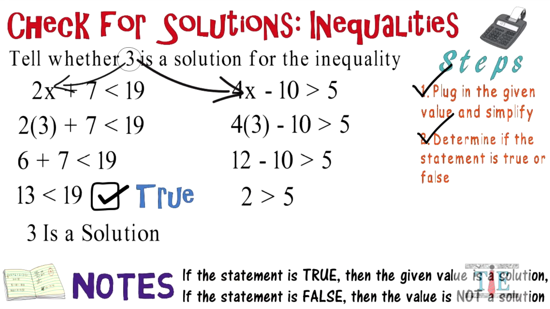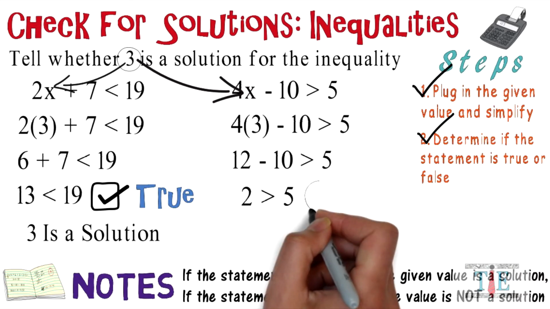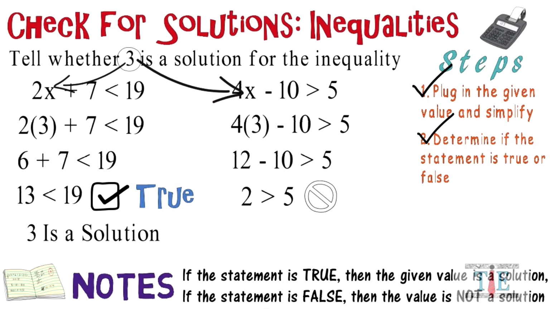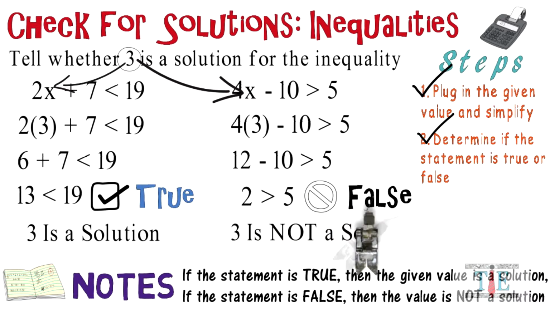Well, is that a true statement? 2 is not greater than 5. This is a false statement. And if we remember from our notes, if it's a false statement, it is not a solution. Therefore, 3 is not a solution. Not a solution.